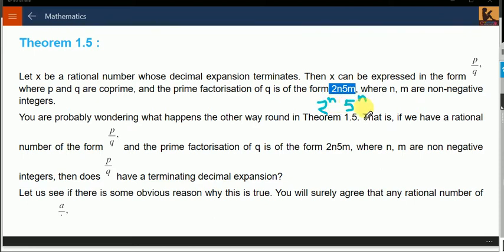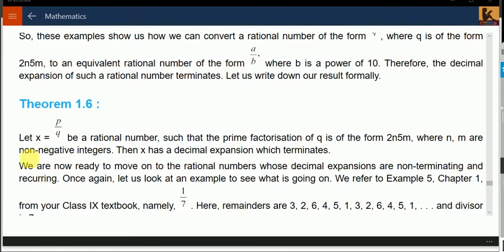This I told you before in the last chapter also, that only if the prime factors of the denominator are 2 and 5, then it will be a terminating decimal number, else it will be a non-terminating decimal number. I'll explain it again in this also. Now coming to the next one.